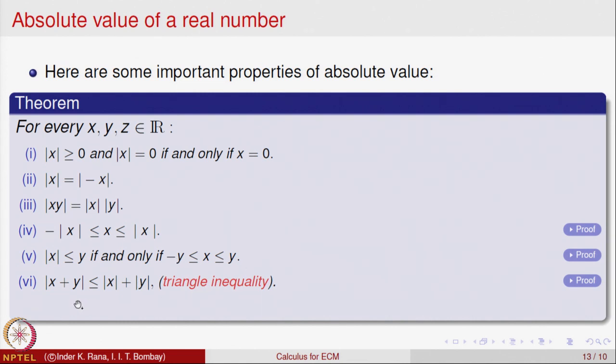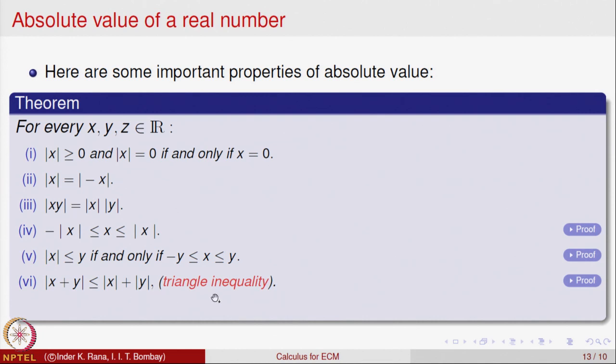And here is the last property, which is quite important, which relates absolute value with addition. It says that the absolute value of the sum of two numbers is less than or equal to the sum of the absolute values. In multiplication, it was equal. The absolute value of the product was equal to the product of the absolute values. This is not in general true for addition. What is true is, we can only say that the absolute value of x plus y is less than or equal to the absolute value of x plus the absolute value of y.